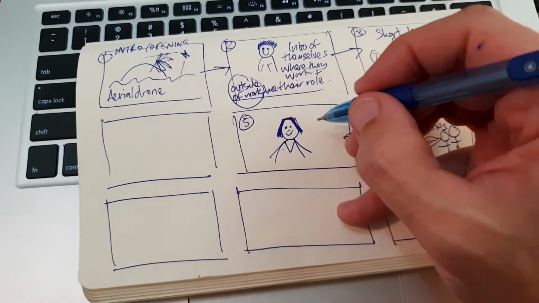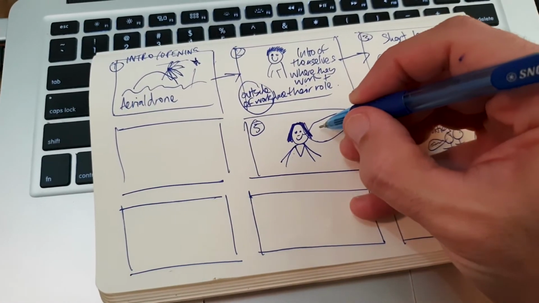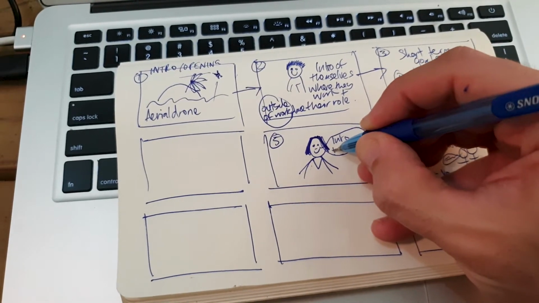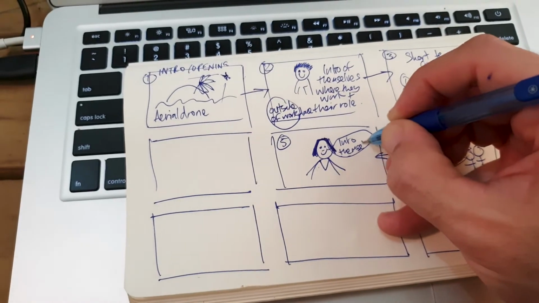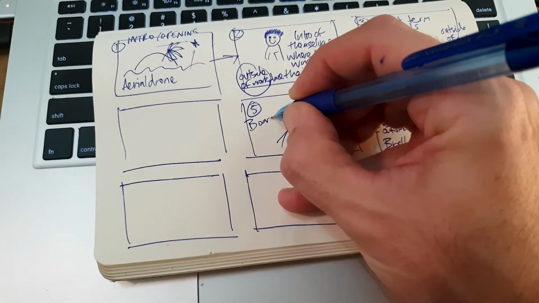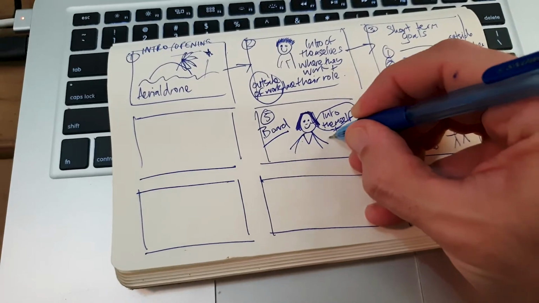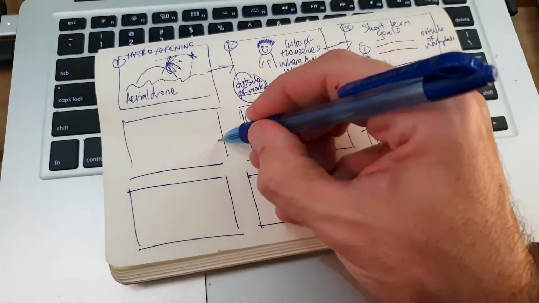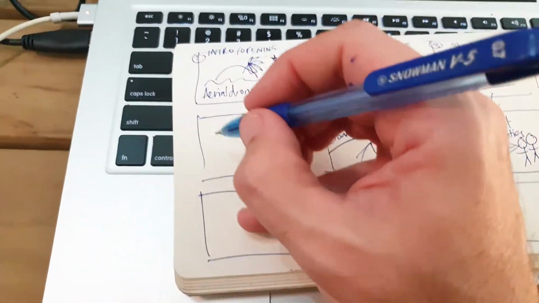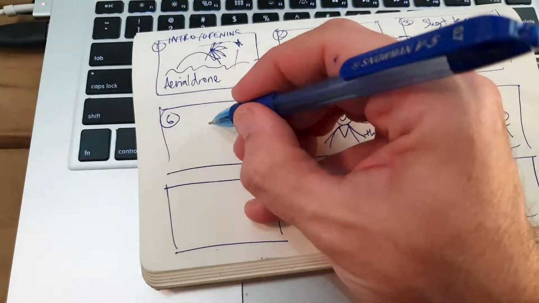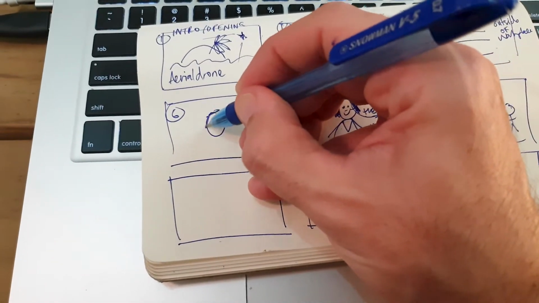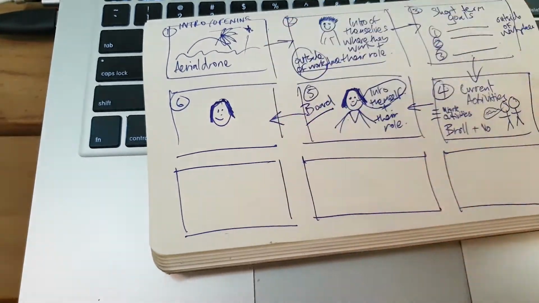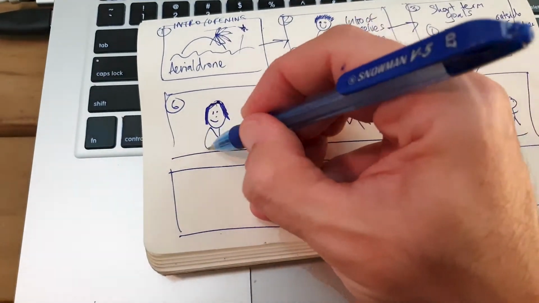There we go. So that's going to be my person, and they're going to be speaking. They're going to introduce themselves, their role, and that they're on the board. And then in number 6, we're going to have that same person. Okay, let's make sure they look the same.